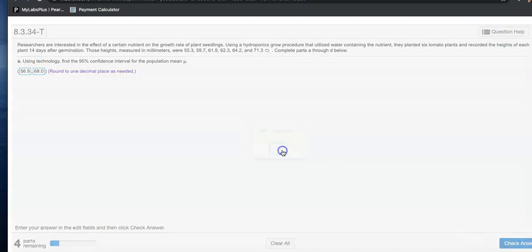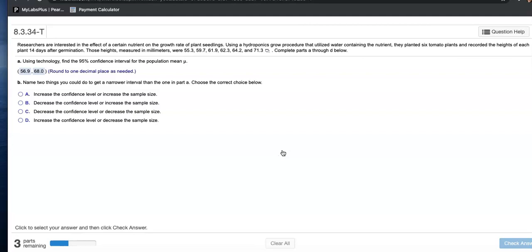Fantastic. Now what's coming? Name 2 things you could do to get a narrower interval than the one in part A. Choose the correct choice below. So what they want is, maybe somebody may complain, 57 to 68, that's almost like a 10 millimeter difference. That's not good enough for me. They want this interval to be smaller.